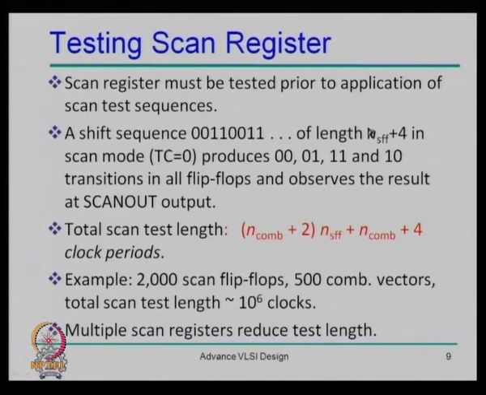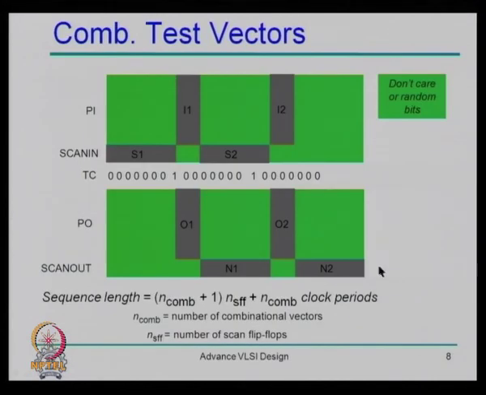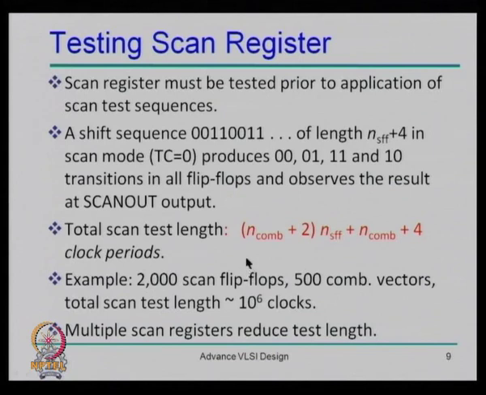So, now the number of flip flops plus 4 is the number of cycles for the sanity check, and then, as we discussed earlier, in order to apply the test vectors you need this many cycles. So, the total number of cycles it needs is the total number of test vectors plus 2 multiplied by the number of flip flops plus test vectors plus 4. So, these are the total number of clock periods you need.